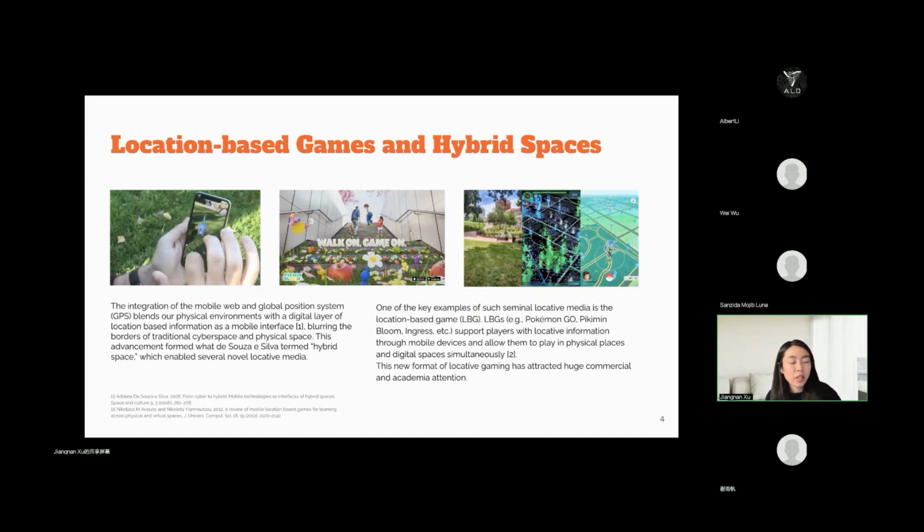As we mentioned, a location-based game is a key example of hybrid space. Examples of location-based games include Pokémon GO, Pikmin Bloom, Ingress, and the very latest one by our lab, called Monster Hunter Now. This kind of game supports players with locative information through mobile devices and allows them to play in physical places. This new format of locative gaming has attracted huge commercial and academic attention.